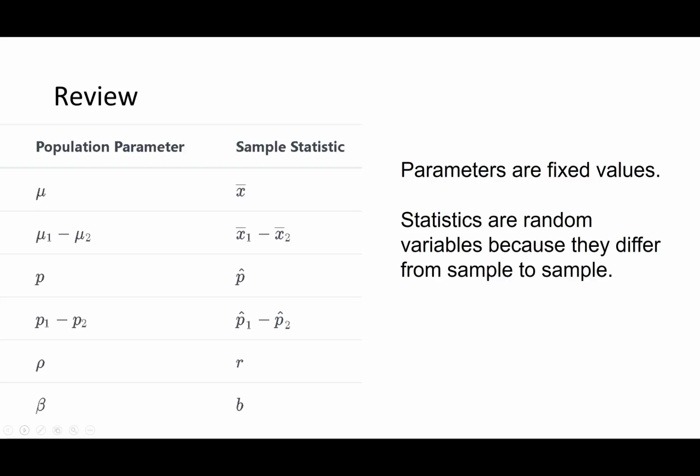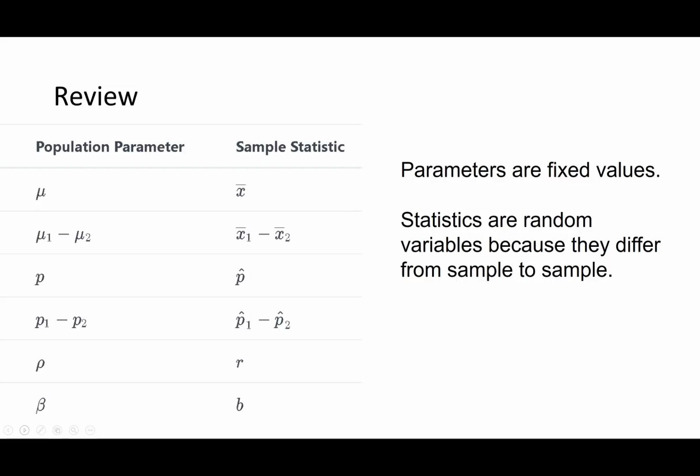Data collected from a sample are known as sample statistics. Statistics are random variables because they differ from sample to sample. On the lab assignment in Lesson 2, you might remember when you took a simple random sample in Minitab Express, computed the mean and standard deviation, and then repeated. Even though all of your samples came from the same population, each sample had a different mean and a different standard deviation.